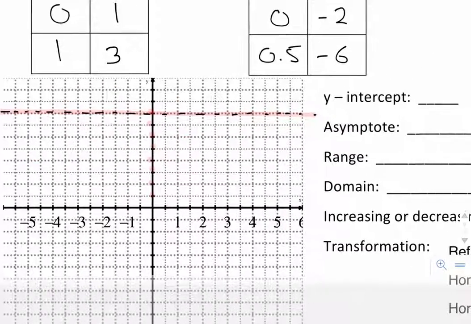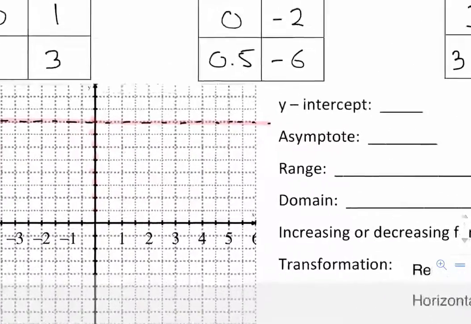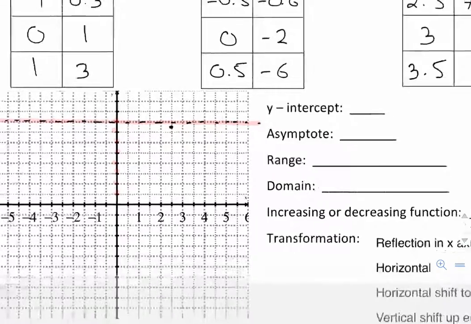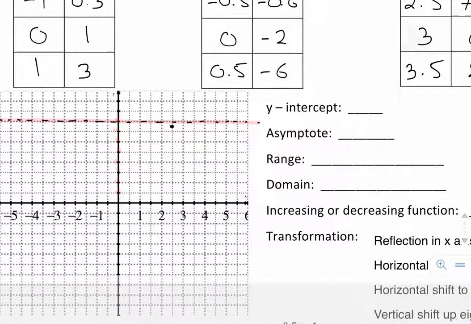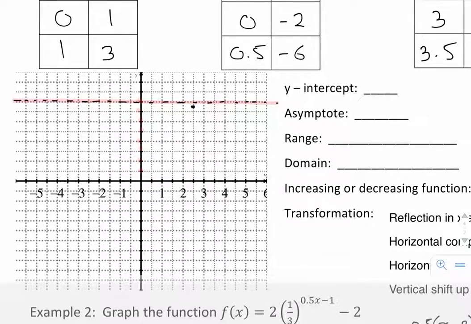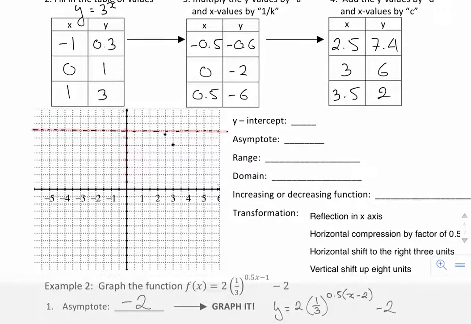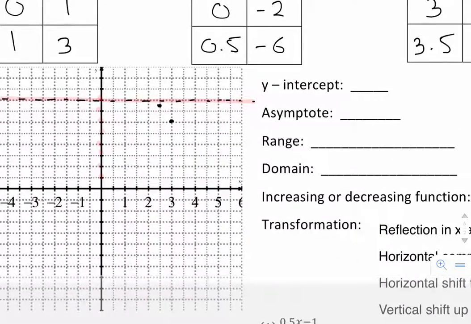So if I were to plot these points, 2.5 is going to be, 2.5 comma 7.4. So 2.5, 7.4 is going to be roughly here. And then I get 3 comma 6. So 3 comma 6 is going to be roughly over here. And then I get 3.5 comma 2. So 3.5 and 2.